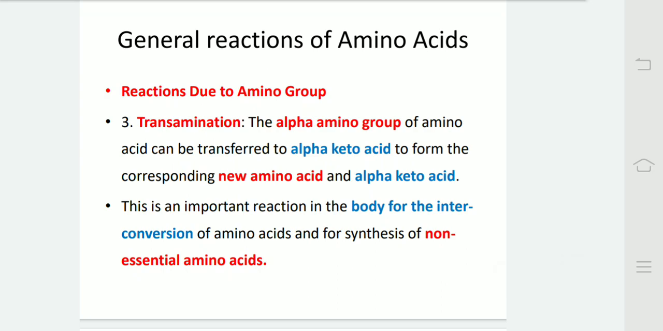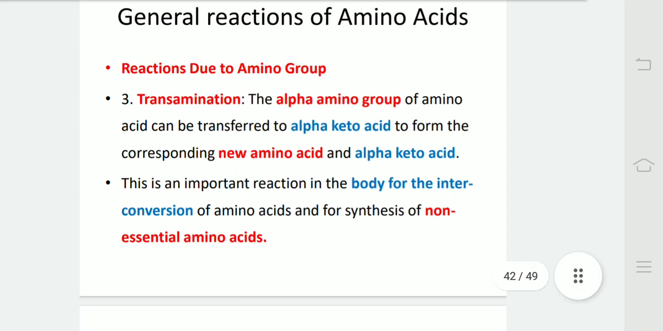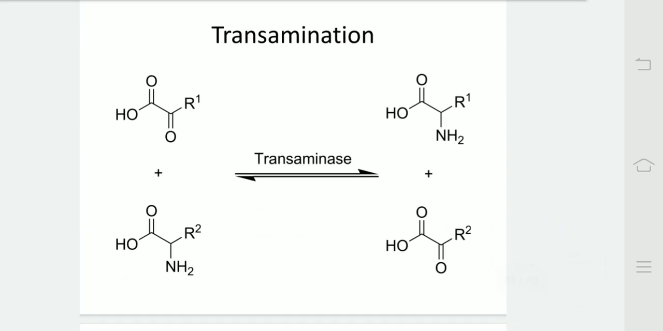Reactions due to amino group. Transamination. The alpha amino group of an amino acid is transferred to an alpha keto acid to form the corresponding new amino acid and alpha keto acid. This is an important reaction in the body for the interconversion of amino acids and for synthesis of non-essential amino acids. In this diagram, we can see that two amino acids undergo transamination to form two different amino acids.